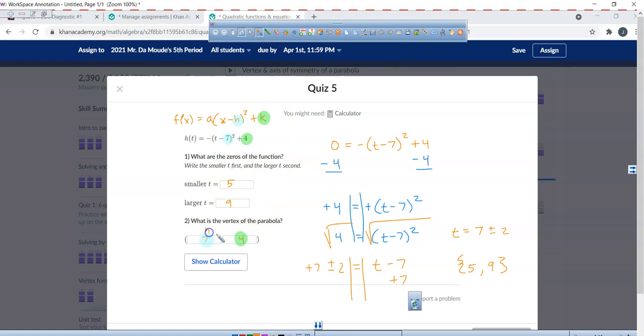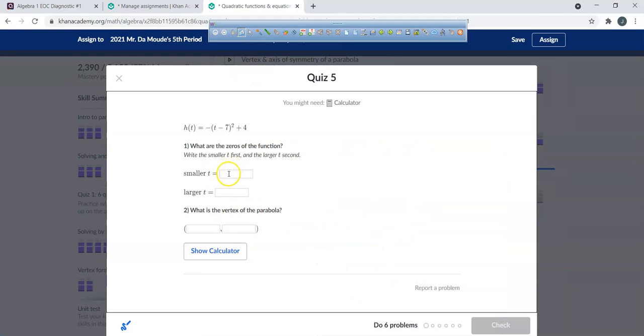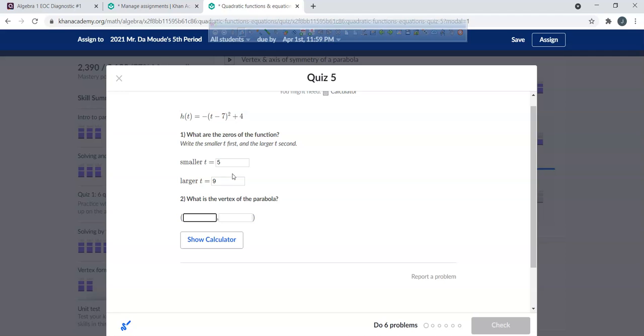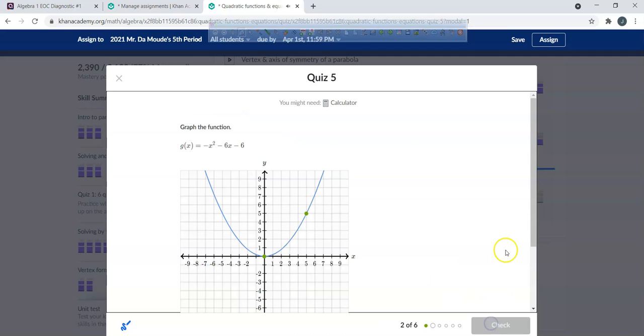So the h value is the x value of the vertex. The k value is the y value of the vertex. All right, so there we go. Smaller zero, I believe, was a 5. Larger zero was a 9. Vertex was at 7 and 4. All right, there we go. Question 1 done. Now we're going to graph this function.